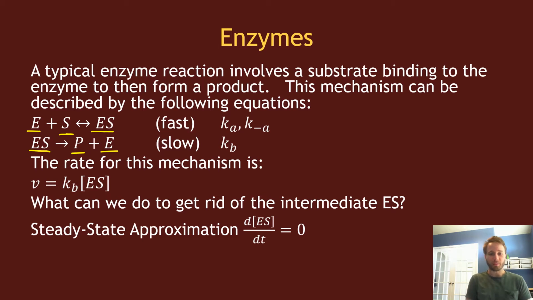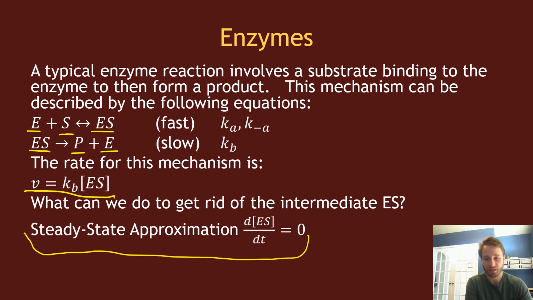The rate for this mechanism is given by that slow step. The rate is equal to Kb times the concentration of enzyme substrate, right? But we obviously don't want the concentration of enzyme substrate in our overall rate law, because we can't measure that. We don't really know what it is as the reaction is going on, okay? And it's an intermediate, so we want to use something like the steady state approximation to get rid of that.